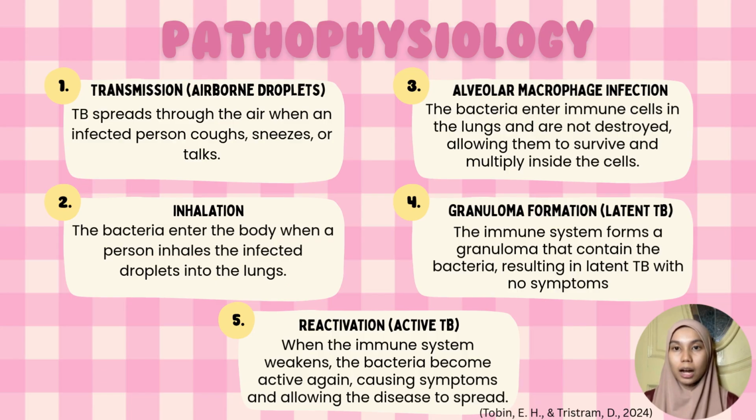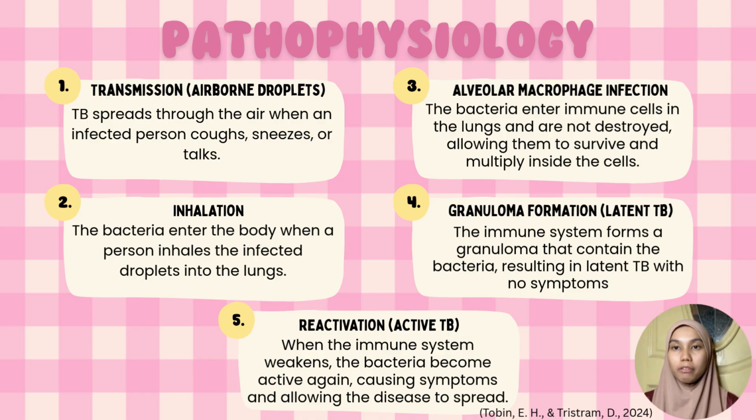Third is alveolar macrophage infection. After the bacteria reach the lung, the immune cells called macrophages try to destroy them. However, the TB bacteria are strong and can survive inside this immune cell instead of being killed. The bacteria then multiply inside the cells and continue the infection process.